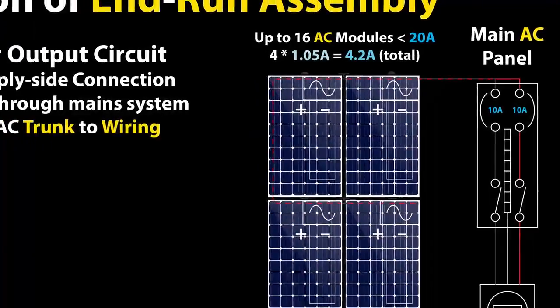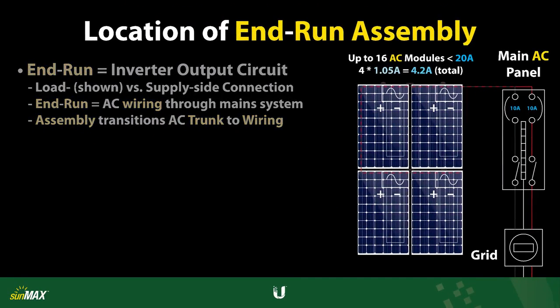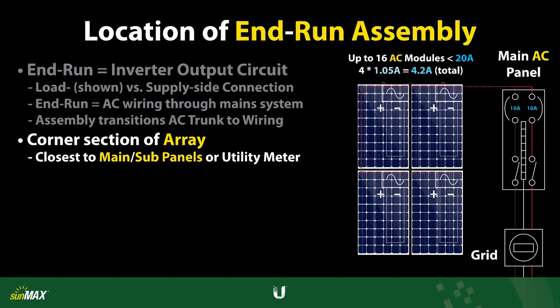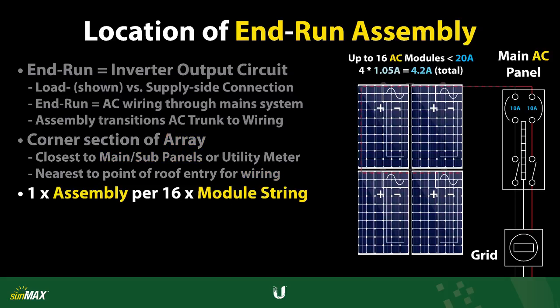When choosing the location for the end run assembly, consider a corner section of the array that is close to where the main AC service equipment sits or nearby the point of roof penetration for end run wiring. Only one end run assembly can be used for each string of up to 16 AC modules.